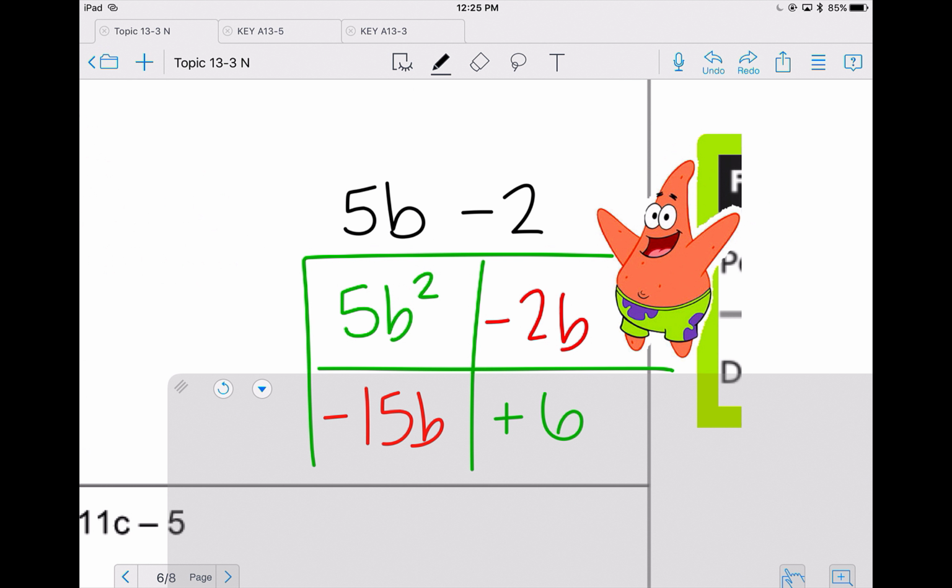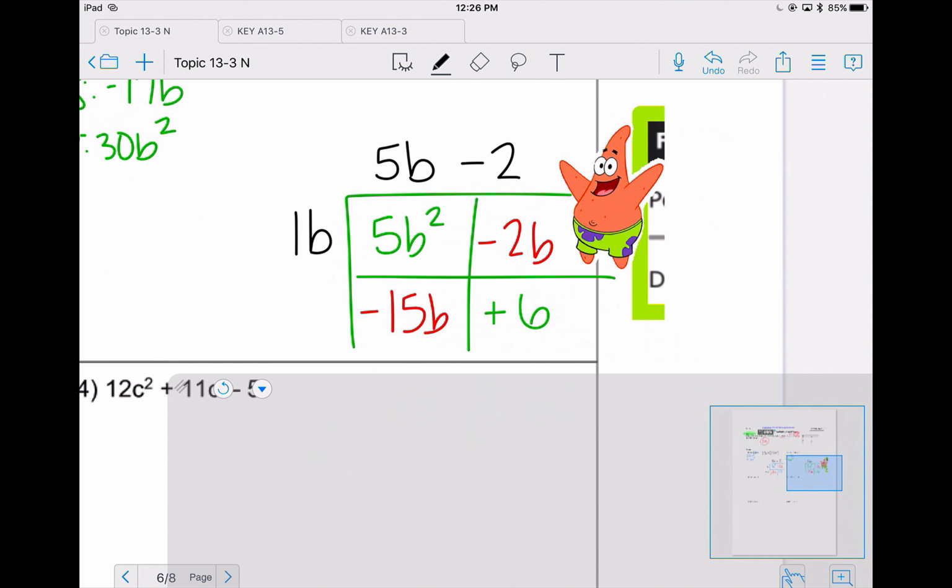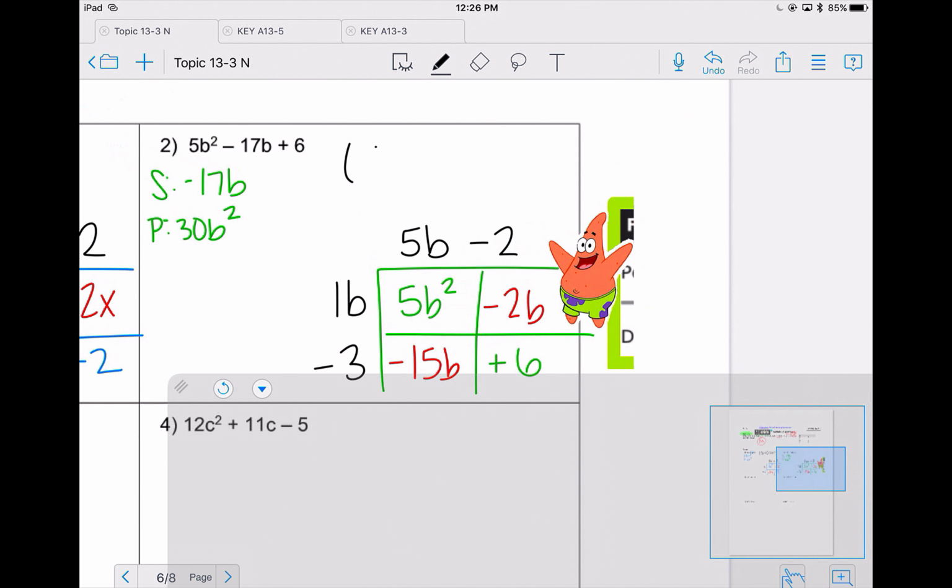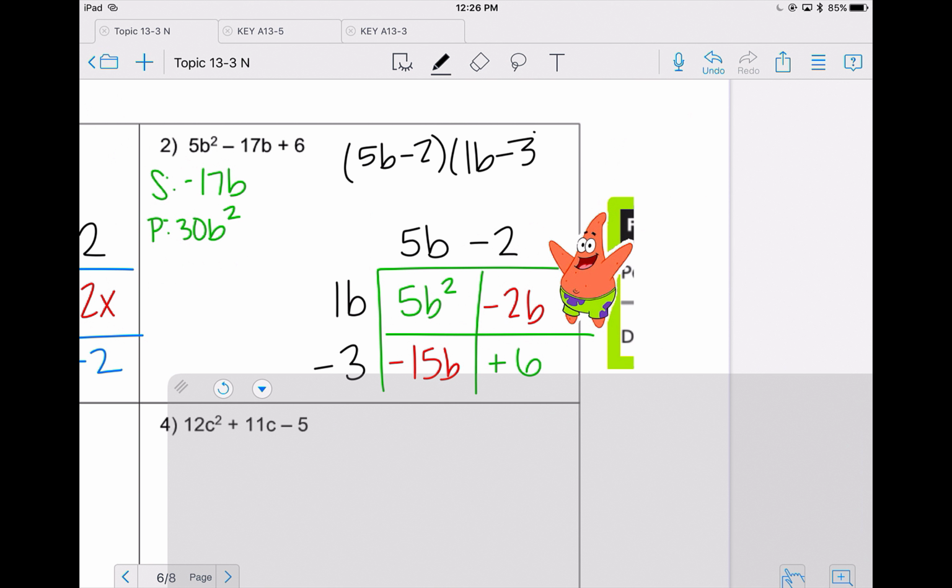5b squared and 2b do not share any numbers, but they share a b, so you can put 1b or just a b. And then negative 15b and 6 share a 3, and because the 15 is negative, my number will be negative. So your negatives basically follow what the numbers you got from the calculator are. Okay. So my factors are 5b minus 2 and 1b minus 3. And again, if you just put b minus 3, that is okay.